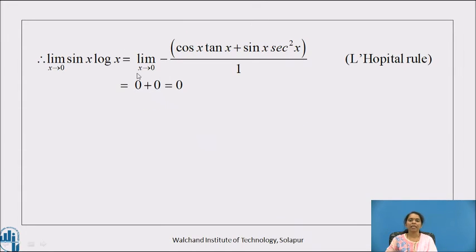Now applying limit x tends to 0 in these terms, we have cos 0 is 1 but tan 0 is 0, so first term goes to 0, plus in the second term we have a sin term, sin 0 is 0. So 0 plus 0 is 0. Hence we have got the limit as 0.